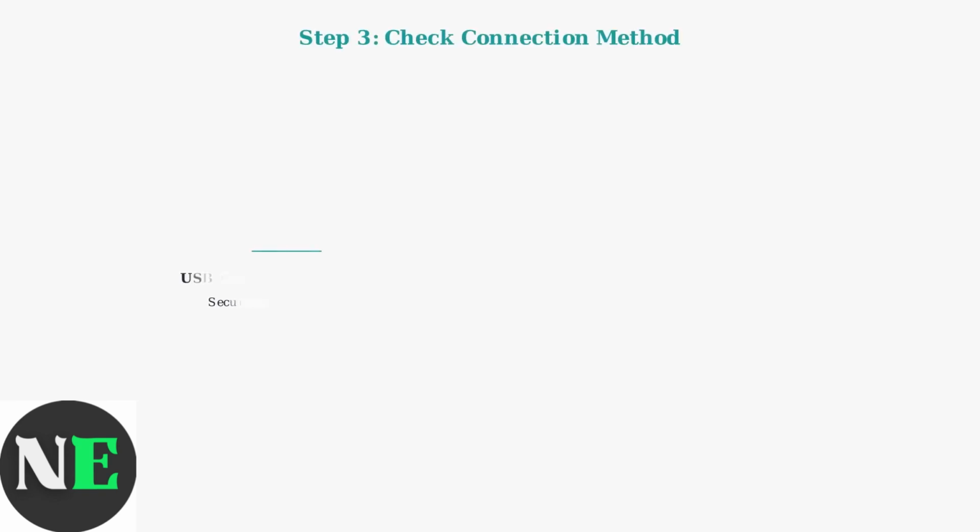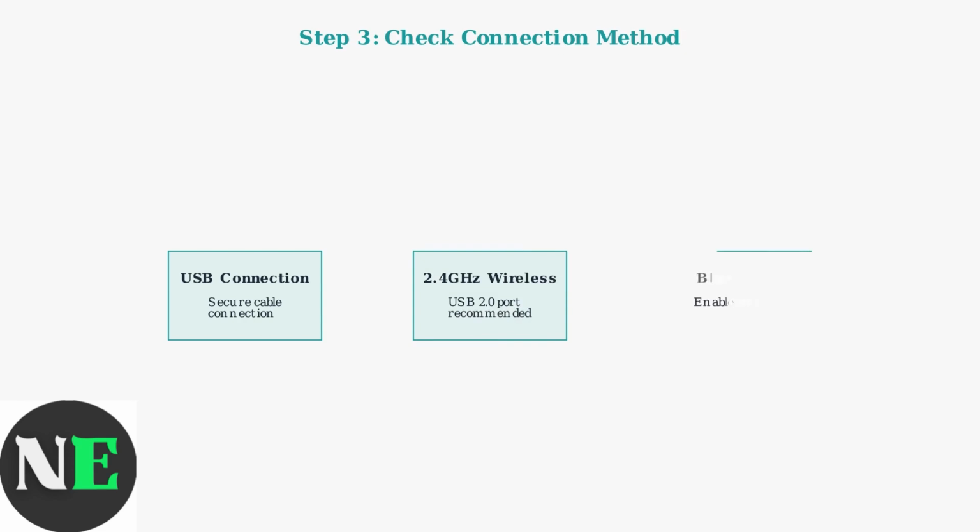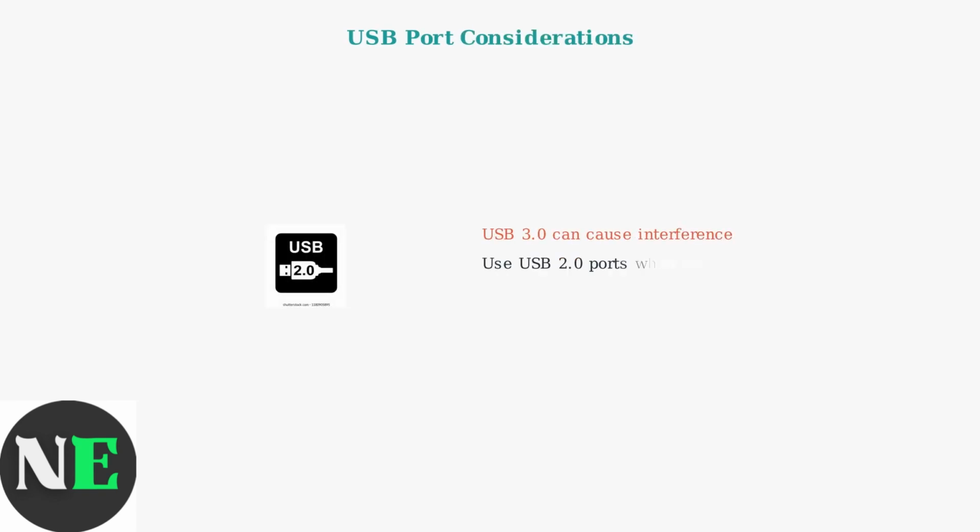Check your connection method. You can use USB with a secure cable connection, 2.4 GHz wireless with the included adapter, or Bluetooth. Each method has specific requirements for proper functionality. For 2.4 GHz wireless connections, USB 3.0 ports can cause interference. Use USB 2.0 ports when possible, and try different USB ports if you experience connection issues.